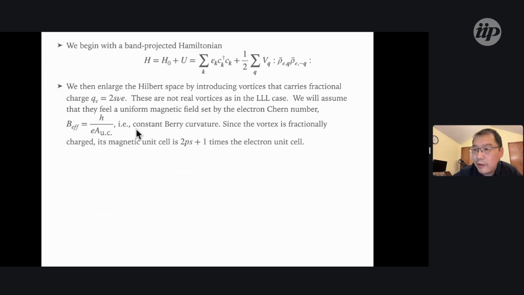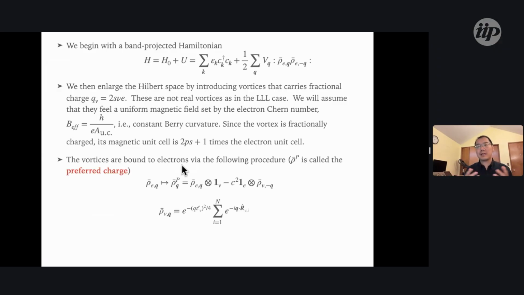Now, a very, very important fact is that the vortex is fractionally charged. So if you think about it, now that we are putting the vortex on a torus, you can think about the magnetic unit cell as 2ps plus 1 times the electron unit cell, right? I'm still assuming that my filling factor is p over 2ps plus 1 in the Chern sequence. Okay, so now we have enlarged our Hilbert space. Now I have electrons and vortices in my system.